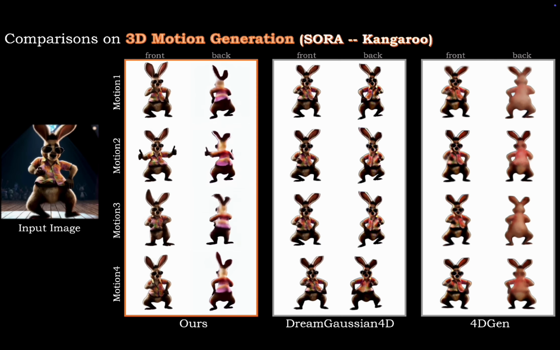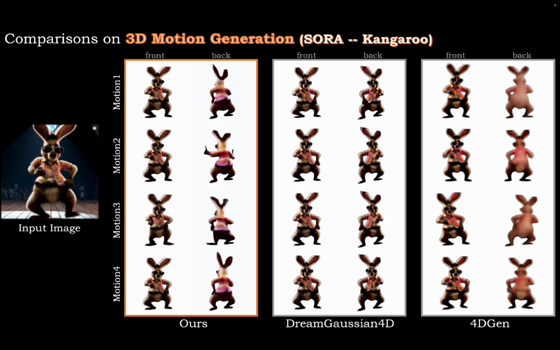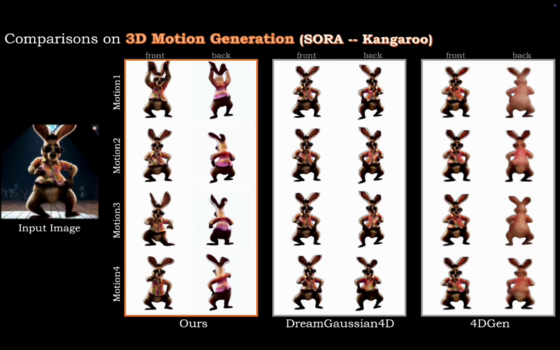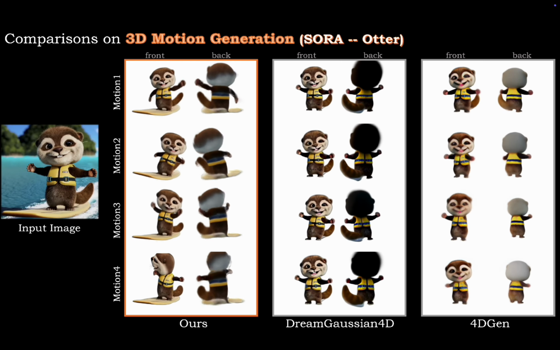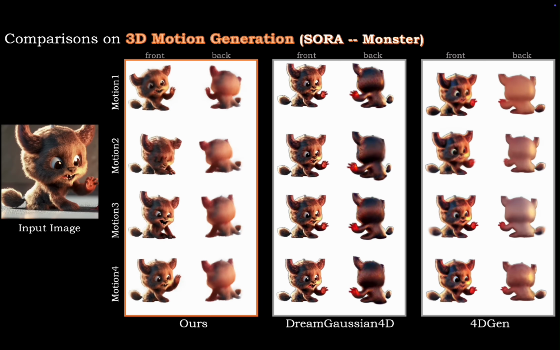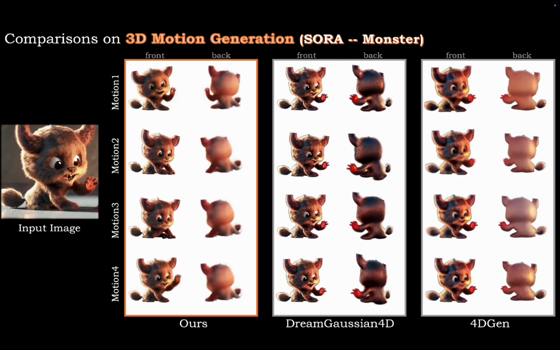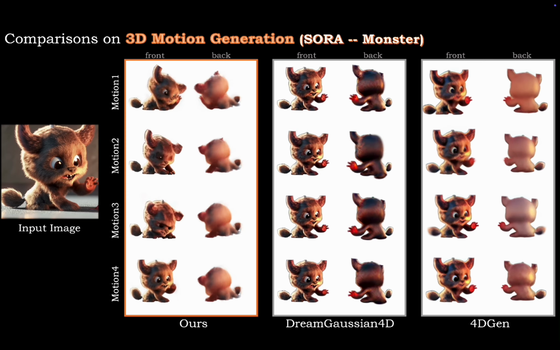We evaluate the diversity and quality of 3D motion generation results compared with Dream Gaussian 4D and 4D Gen. We conduct comparisons on 3 Sora-generated objects like the otter here. The results show that we can generate diverse and high-fidelity 3D motions while the baselines fail to generate noticeable motions.